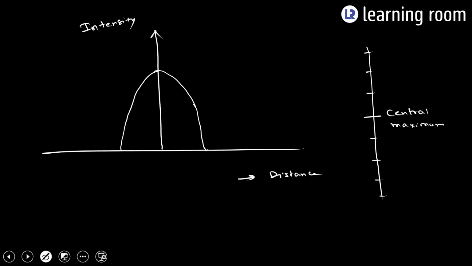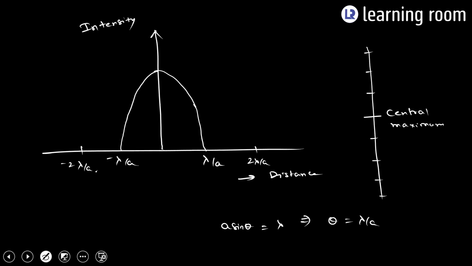So how far is the first dark spot formed in terms of angular distance? It is lambda by a, and here it is minus lambda by a. Why is it so? Because we know the condition a sin theta is equal to n lambda. For the first minimum, you have lambda, which implies theta will be equal to lambda by a. So this is lambda by a, this is minus lambda by a. Where will the second dark spot be? It will be 2 lambda by a, and here it will be minus 2 lambda by a.